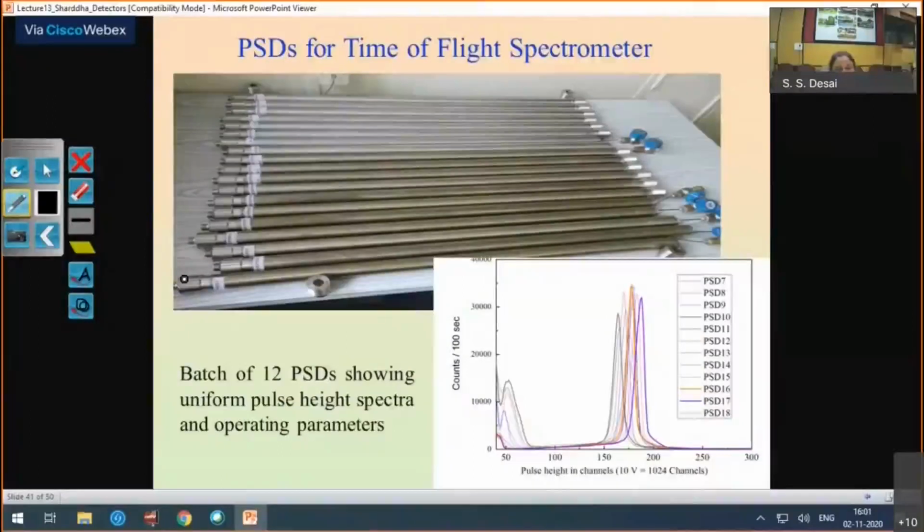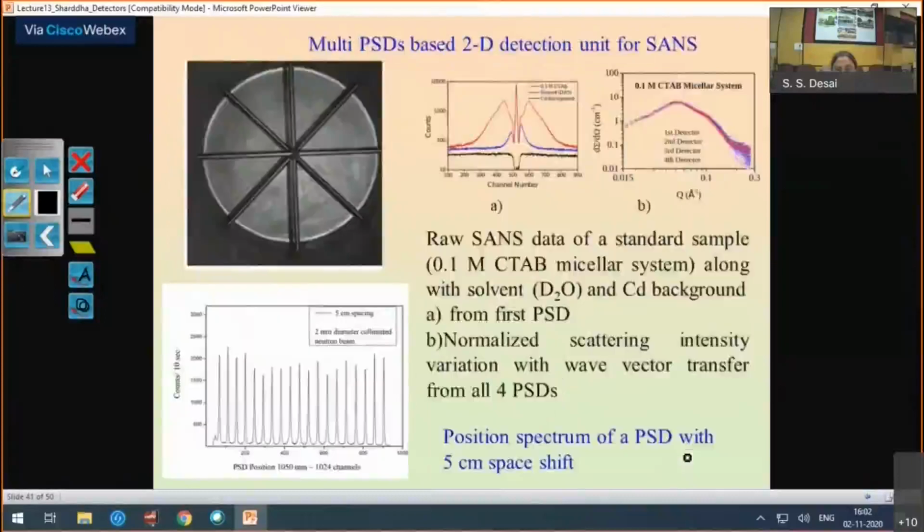So these are just the multiple number of PSDs assembled here, and you can see that all 12 PSDs have this pulse height spectrum ranging in a similar range. It is covering only 50 channels, in which all your pulse height distributions at the same operating bias voltage have been shown. That is how this array is needed to have a uniform performance.